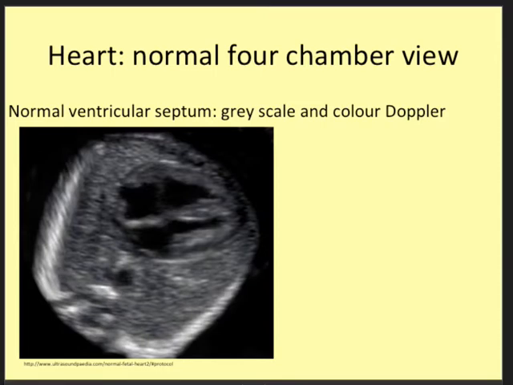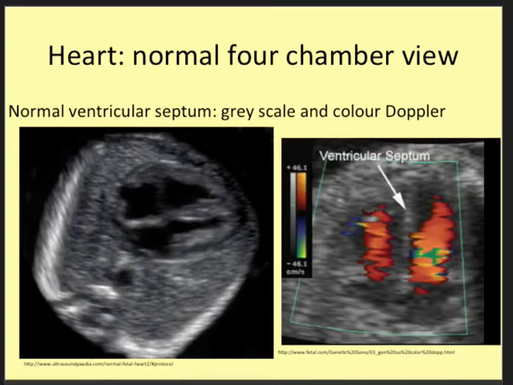Here a picture of a normal heart. This is the so-called four-chamber view, and here we see the ventricular walls, nice thick walls, and this is the septum. It's clearly visible that it's intact. On the right hand side now we see the same in a color Doppler. Here in the middle we see the ventricular septum and the blood flow in the ventricles. There is no connection in between. This is a normal picture.